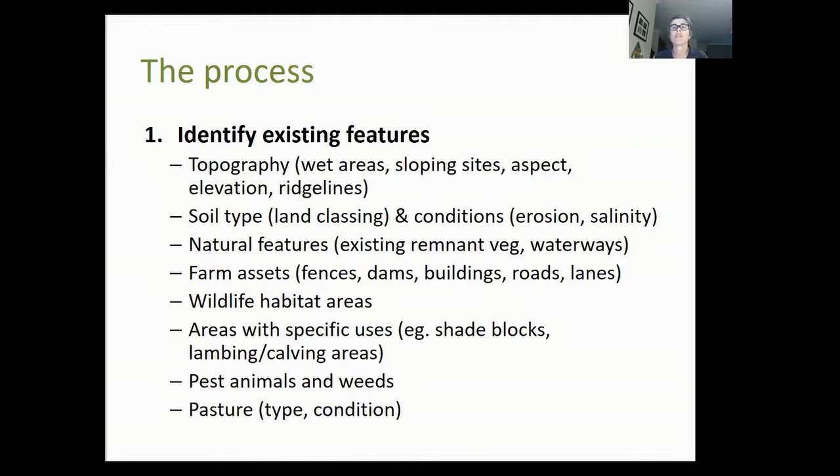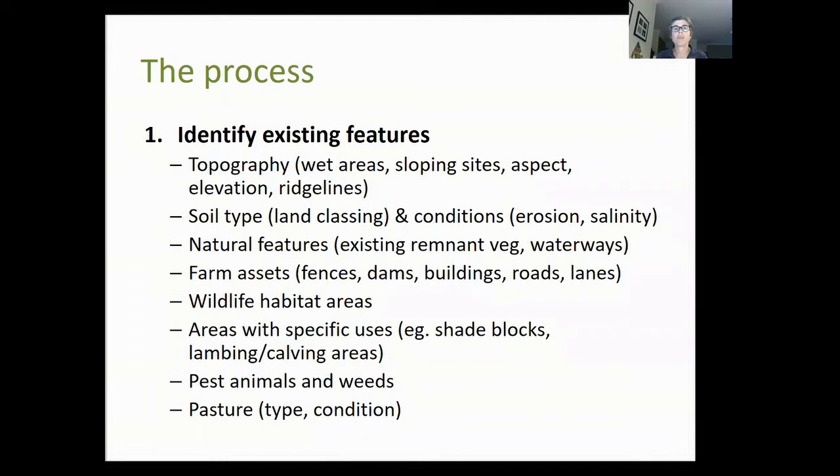And then you can look at conditions. So if you've got sites that are eroding or sites that are highly saline, they would be separated out again. Identifying the natural features, existing remnant vegetation, waterways, wetlands, particularly old paddock trees that might have a lot of hollows that you want to protect. If you have any areas of wildlife that are hotspots on your property, you would identify them at this point. Farm assets are all our built, constructed things that we have on our property that are important. So pump sheds, fences, dams, buildings, roads, lanes, yards. It could be power lines, all of those things you would mark.